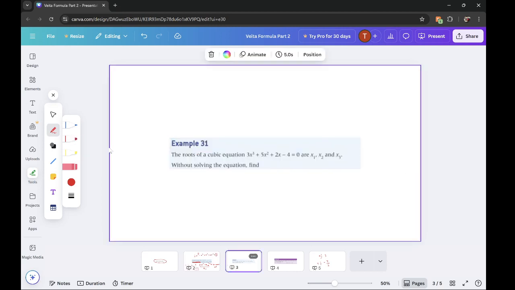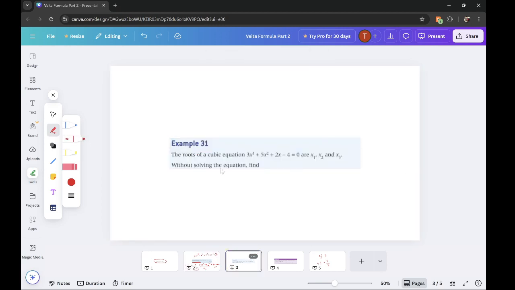Now let's do an actual example question. The roots of this cubic equation, which is a polynomial, are x1, x2, and x3. Without solving the cubic equation, find the product of the roots. They're asking for x1 times x2 times x3. That is what they're asking for over here, so we're going to do exactly that.